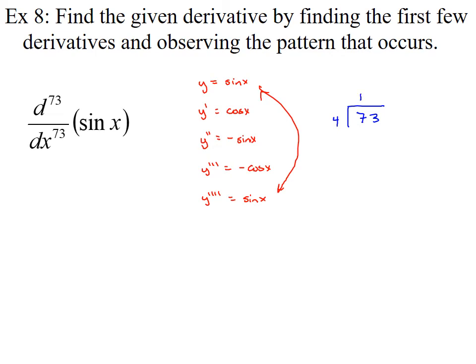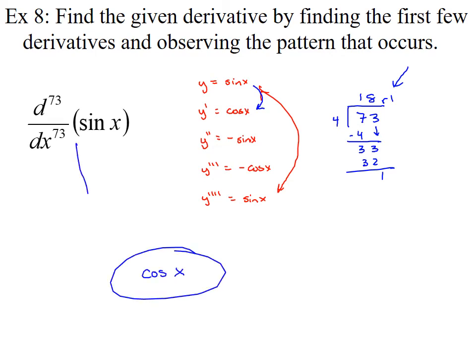4 goes into 7 one time, so back to 3rd grade math for a second. 4 goes into 33 8 times, so that's 32, and here's the big thing: the remainder of 1. That means that you would go through 18 cycles of these 4 repeating, and that didn't do anything. But that 1 remainder is actually how far you need to go into this. The remainder 1 tells you how many actual derivatives you need to find. So that answer is 1. The 73rd derivative of a sine function is just going to be cosine.